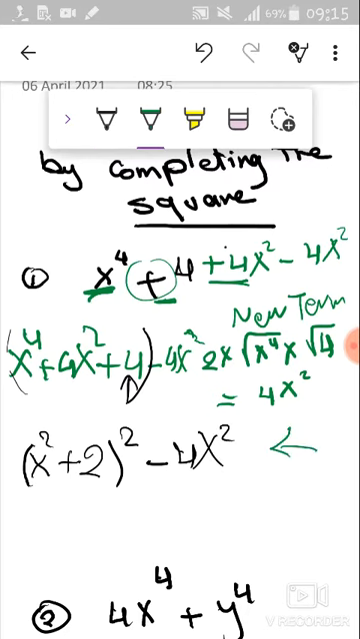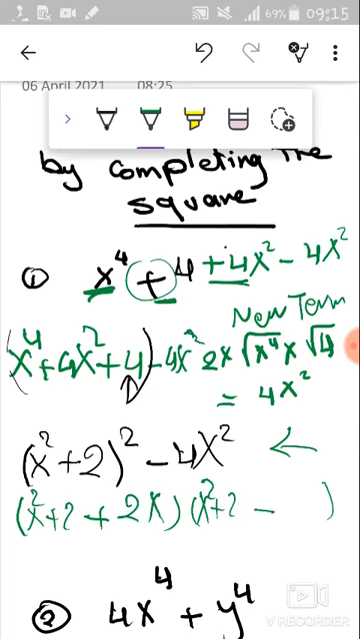We can notice that this form is a difference between two squares. So I will open two brackets, one of them positive and the other negative. Here it will be x square plus 2 and x square plus 2. For 4x square it will be 2x and 2x.